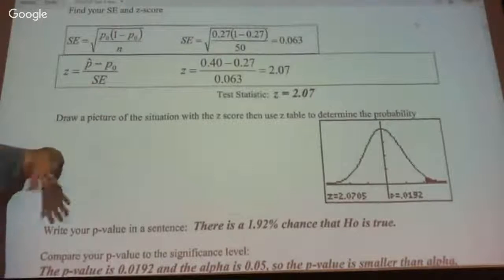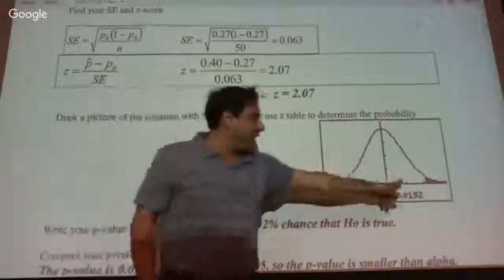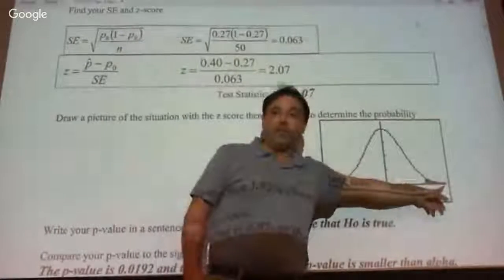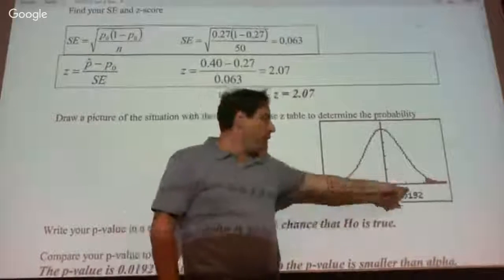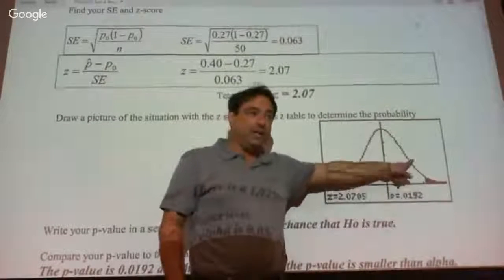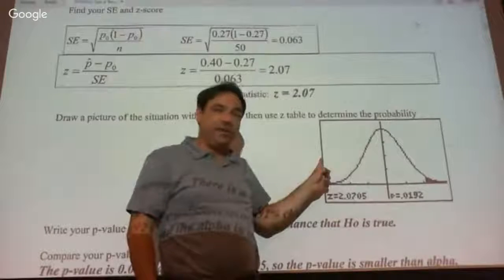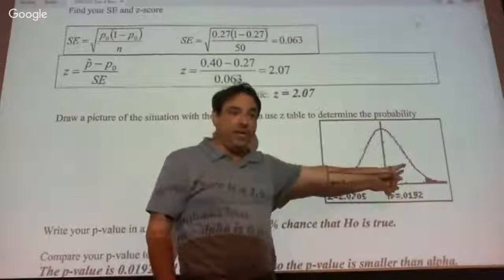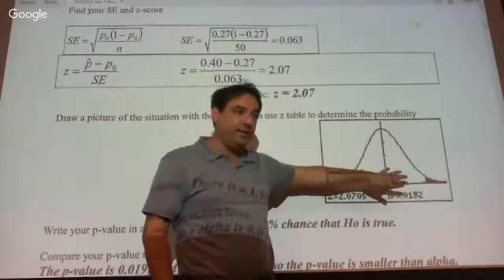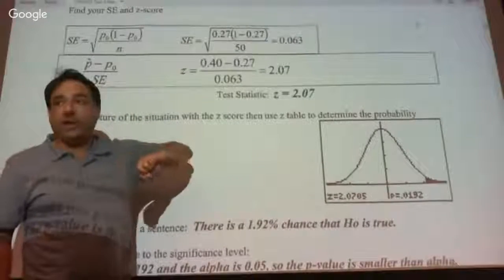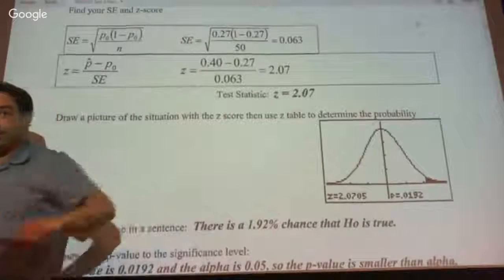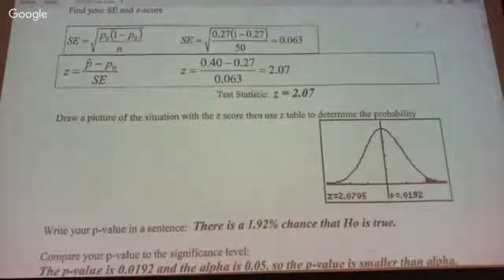Now, how do we do this normally? We draw the picture. 2.07 is down here. We're looking for more than. We go to the z table. If you look up 2.07, you find your p-value. But again, the table gives you less than, so we have to what? Subtract from 100. So we know how to do it by hand. But that's how you get the answer. I'm going to remind you how to do the p-value in the calculator. Okay? So let's go to the calculator.